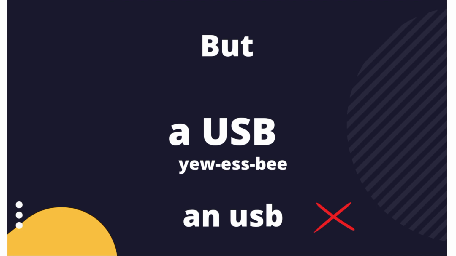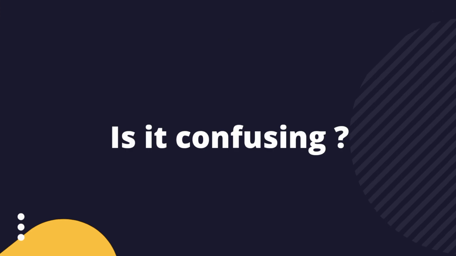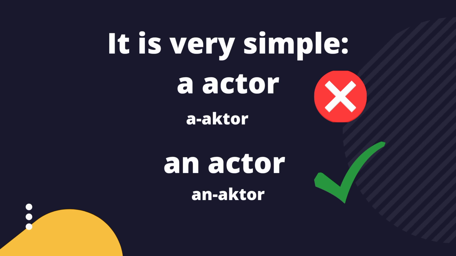In another abbreviation, USB, the letter U is not producing a vowel sound, it's producing Y sound. So we say a USB. We do not say an USB. Is it confusing? No, it's very simple. With the letters that start with a vowel sound, an is used to separate two sounds.